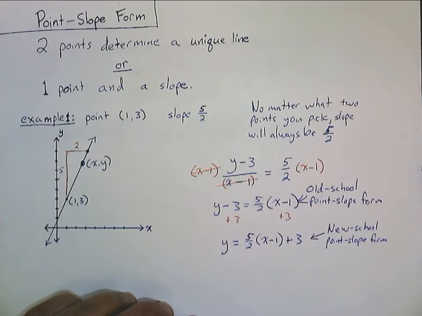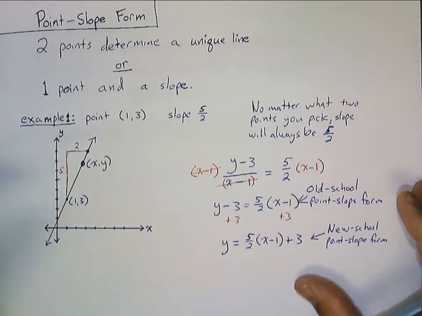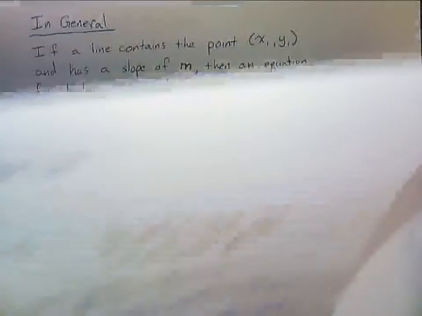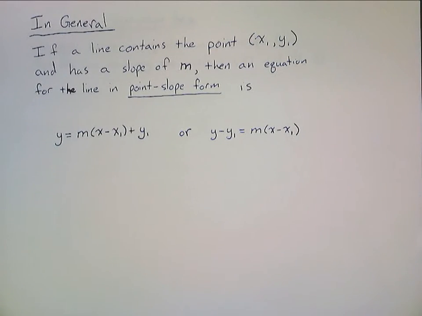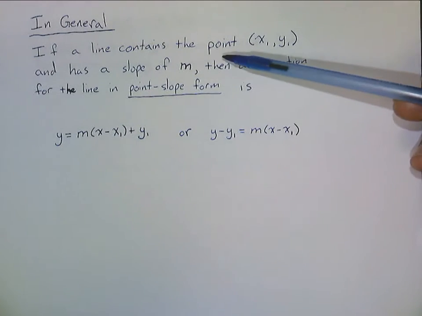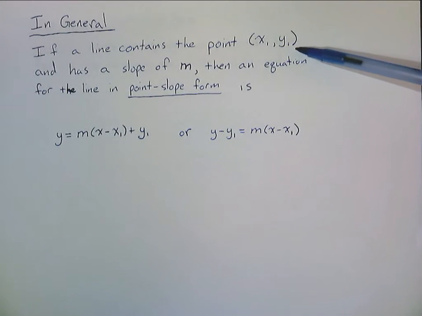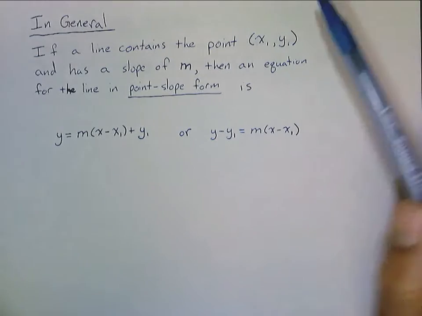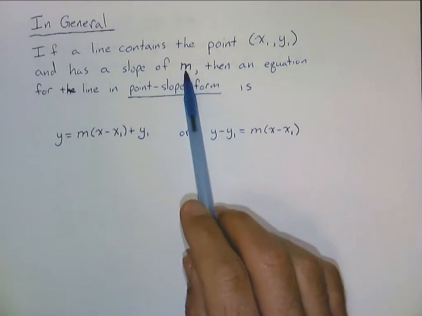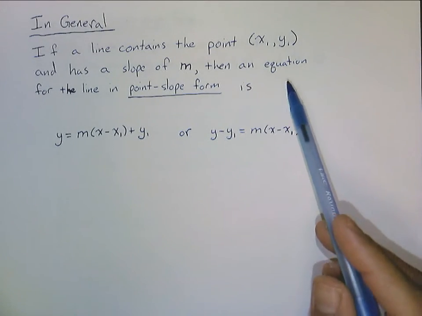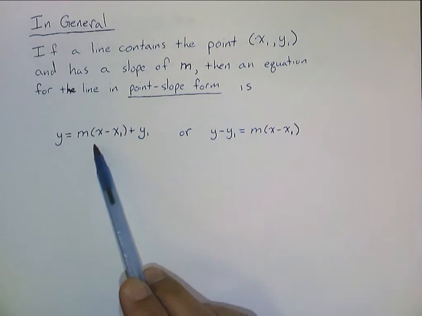We're not going to get into that right now, but we might have some time later. So, in general, this is what point-slope form is all about. If a line contains the point x sub 1, y sub 1, and has a slope of m, then we can write an equation in point-slope form either this way or this way.